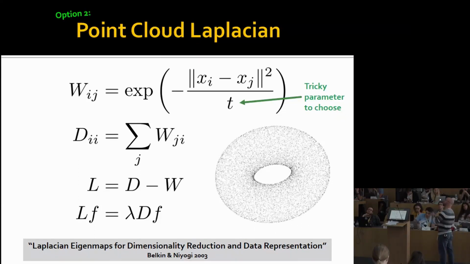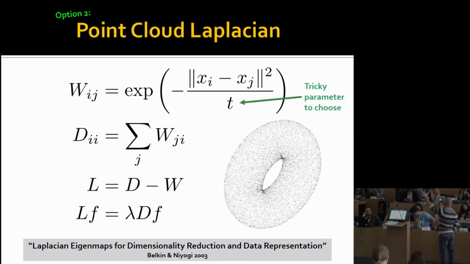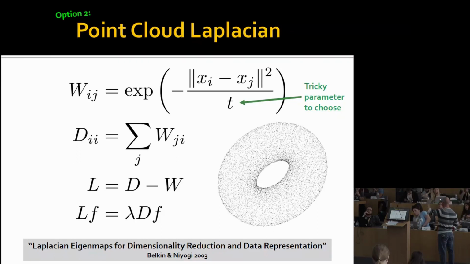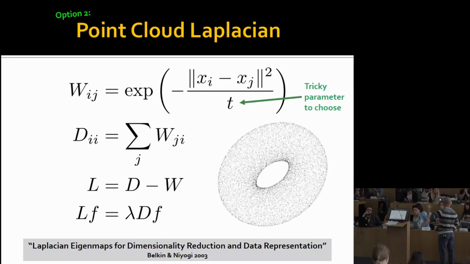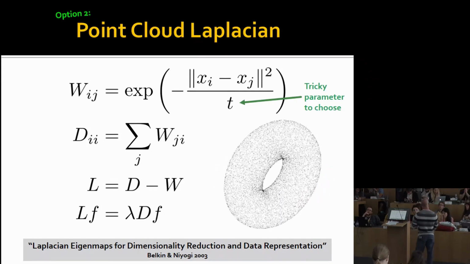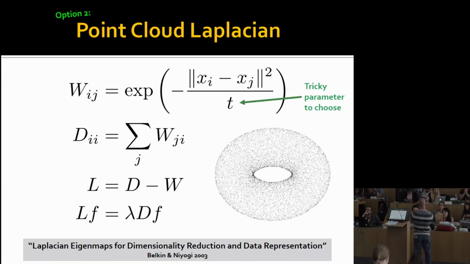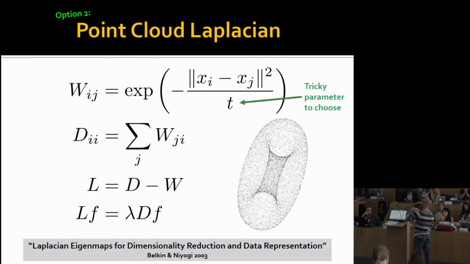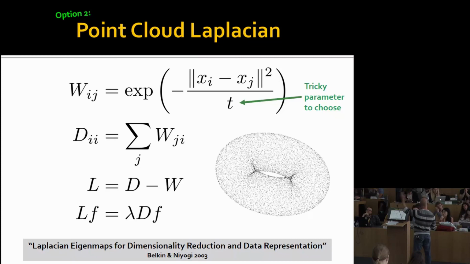And what they show is that at least if the points are densely sampled and I choose this t parameter carefully, notice those are two very big ifs. But under those assumptions, one thing you can show is that actually the operator that you get here is a reasonable approximation, and convergence of approximation, of the Laplacian of the manifold, not of the extrinsic space.